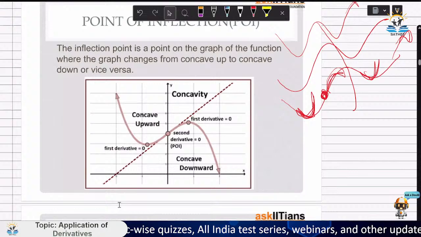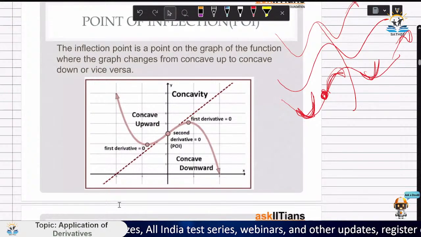Okay, let's see one of the formulas here. I think we have time.